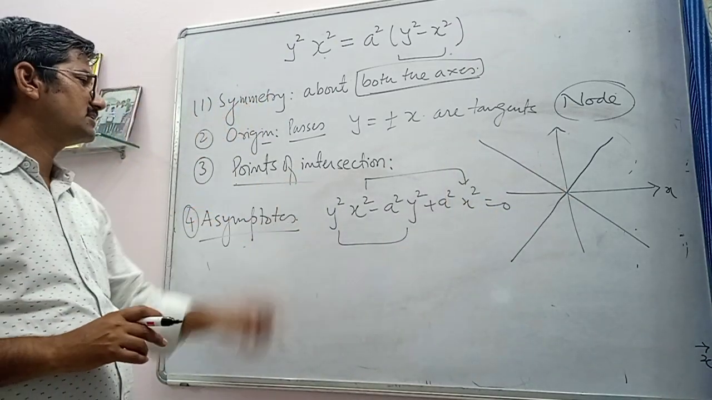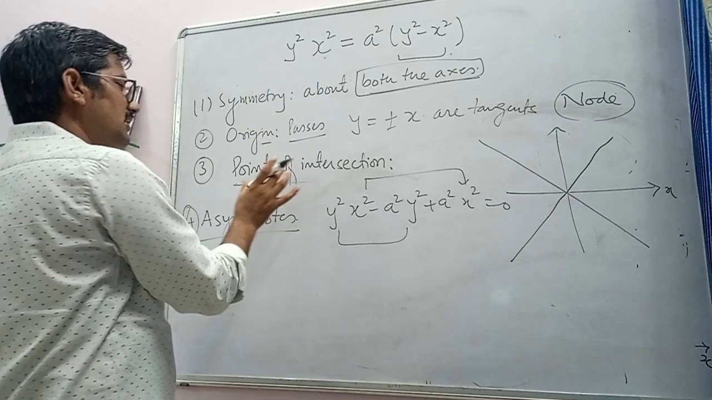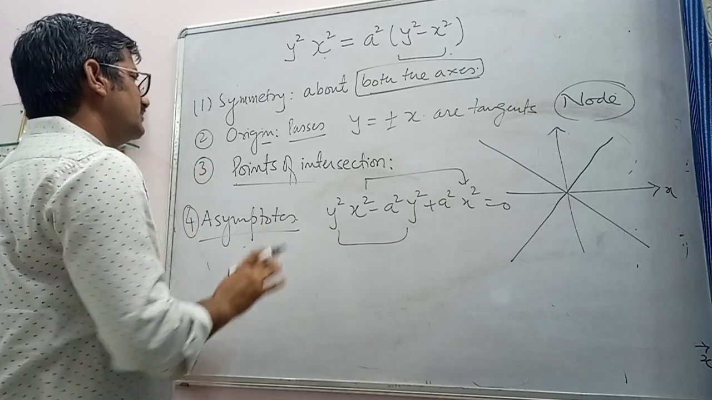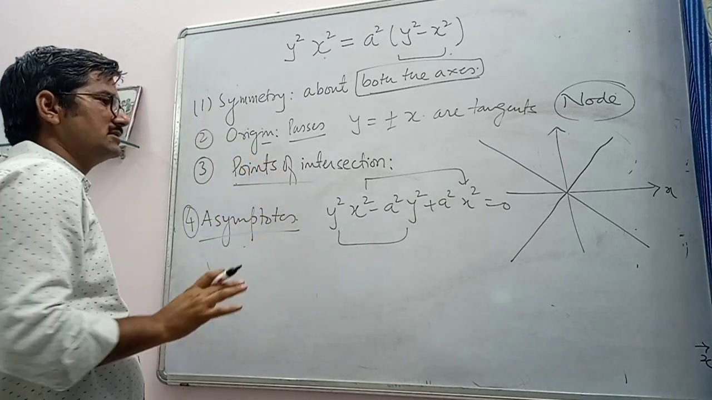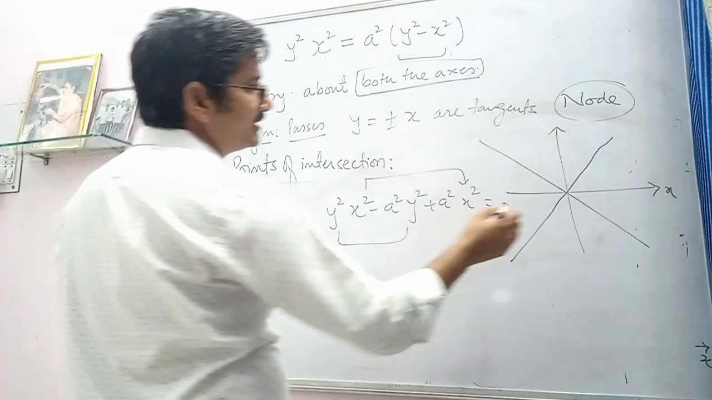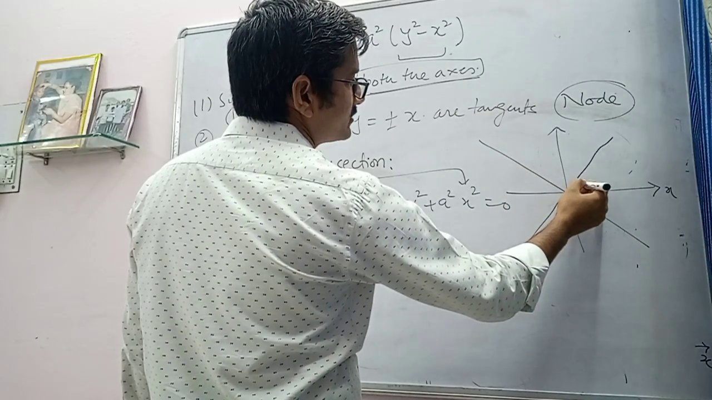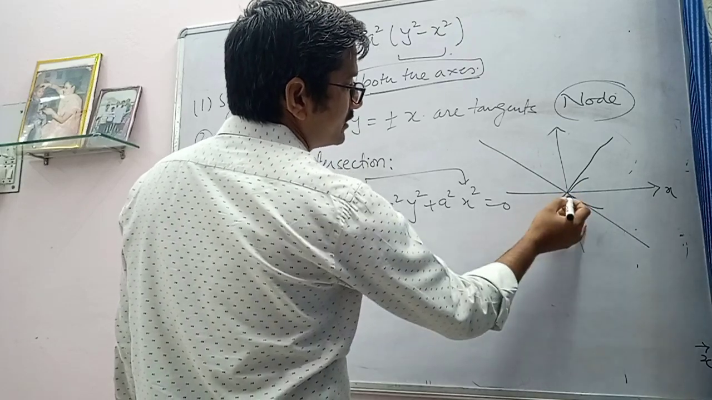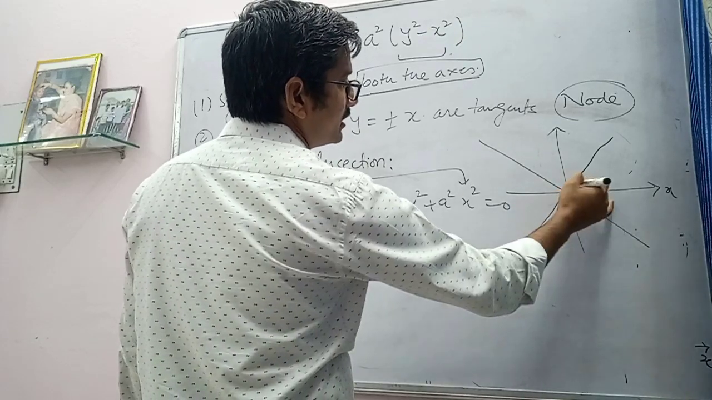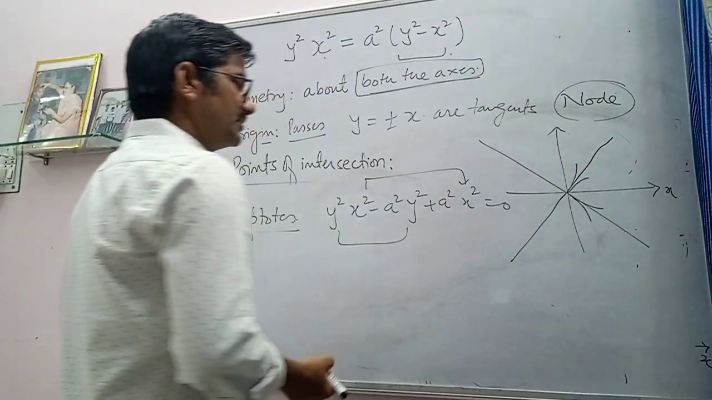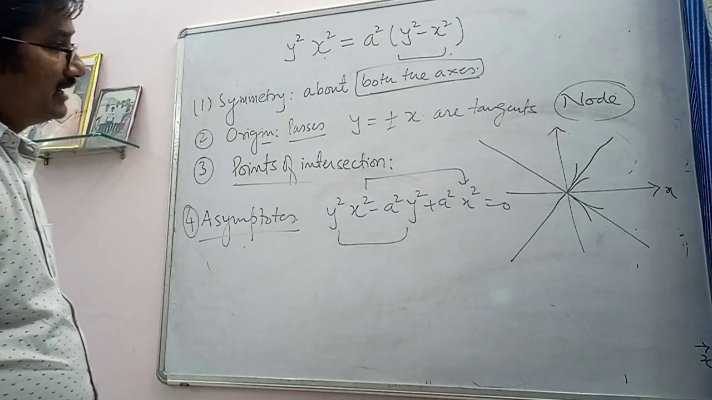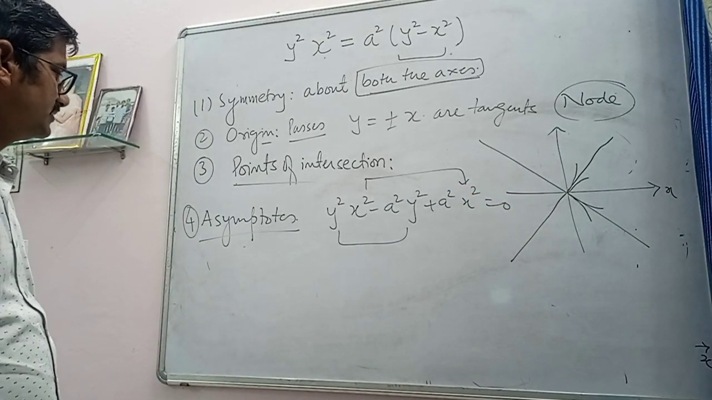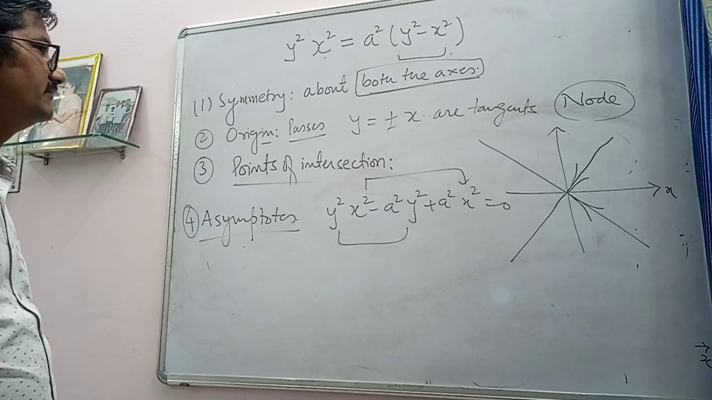Next, points of intersection. So the curve intersects the coordinate axes only at the origin, and we have already discussed the nature of the origin, which is a node. Node means this line is tangent, so the curve will pass through this one. This line is tangent, so the curve can pass through along this direction. The curve can pass through along this direction. The curve can pass through along this direction. So which choice is correct out of these four directions? We have to decide further.